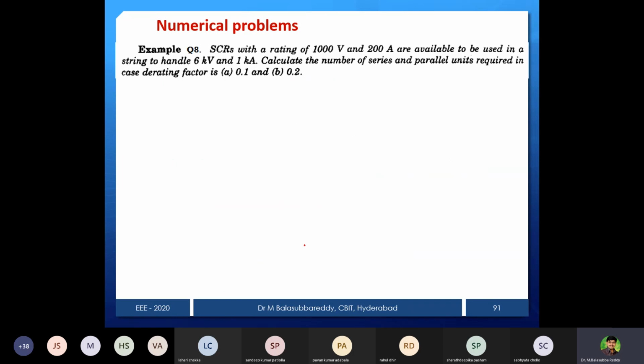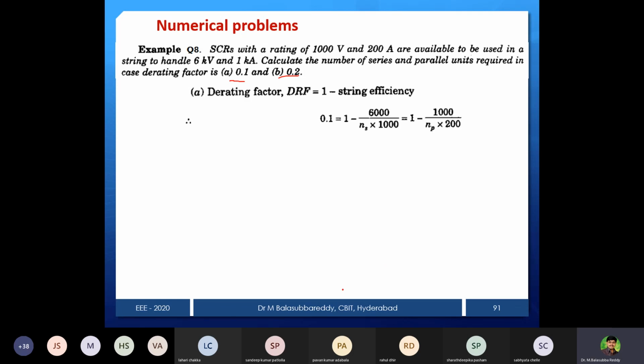Like that, there may be many variations of problems. You can see in this problem the derating factor is given as 0.1, in another the derating factor is 0.2. So when the derating factor changes, same problem, but the number of SCRs is going to differ. The formula is exactly the same.